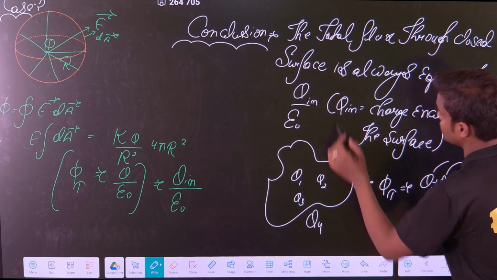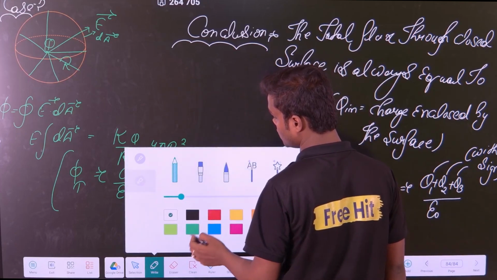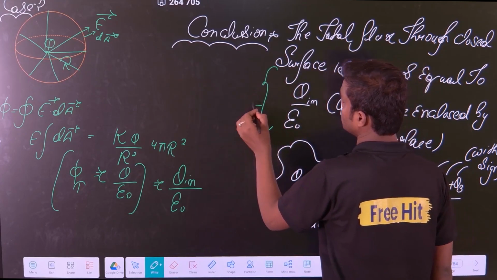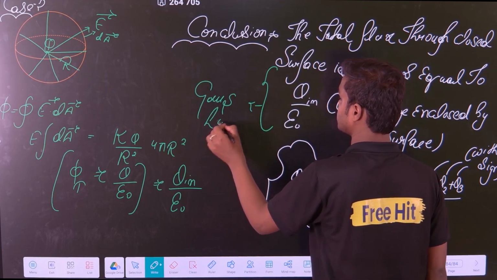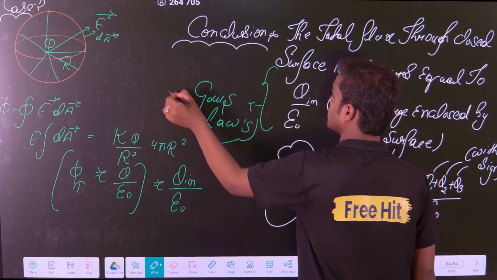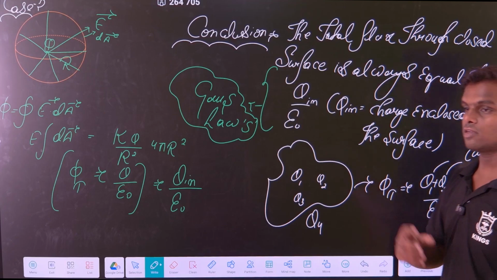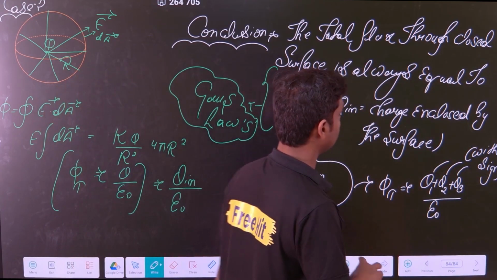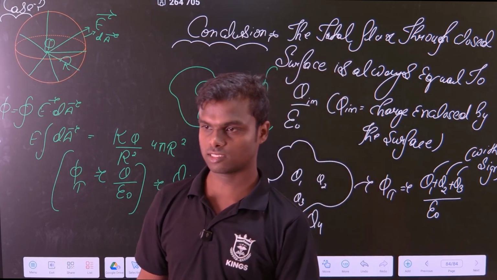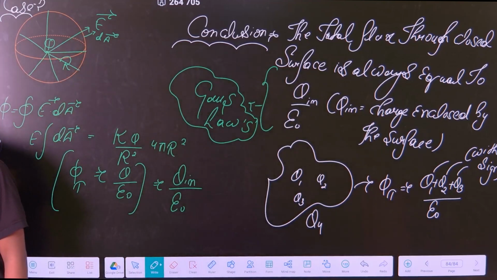And this thing which we have concluded here is called Gauss law. This is our Gauss law, correct? The total flux passing through any closed surface is given by q enclosed by epsilon naught, where q enclosed is the total charge that is enclosed by the surface, and you have to keep the charge with the sign, correct? So that is the definition, or you can say the statement of the Gauss law.